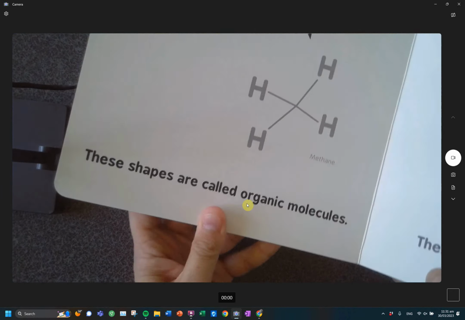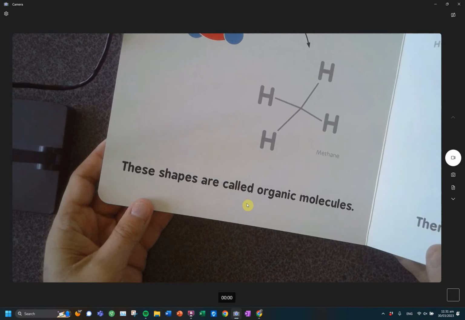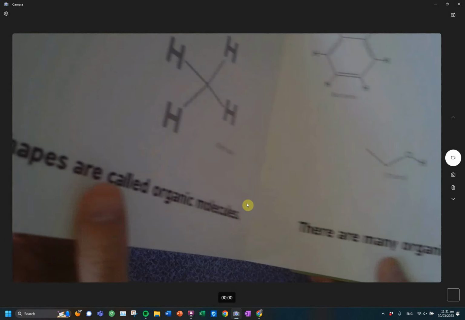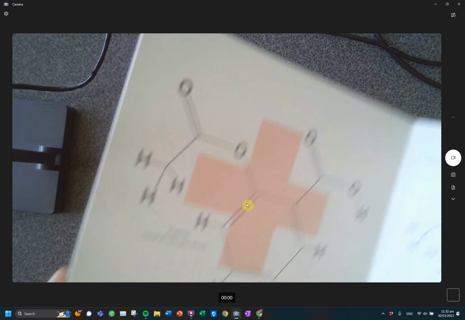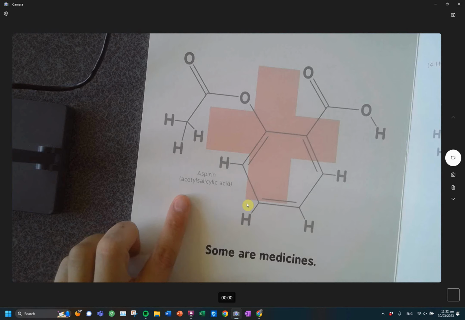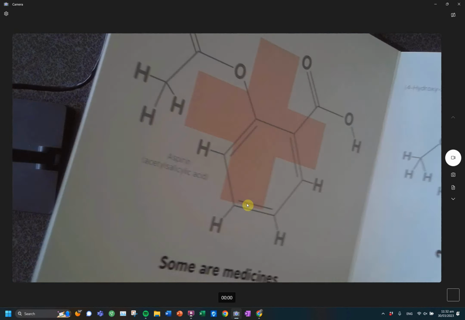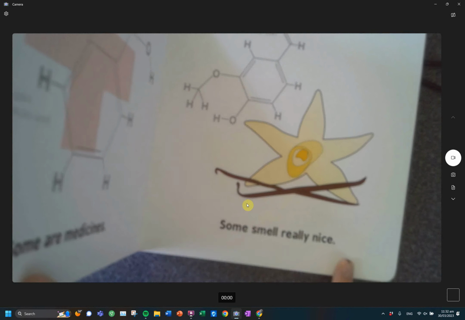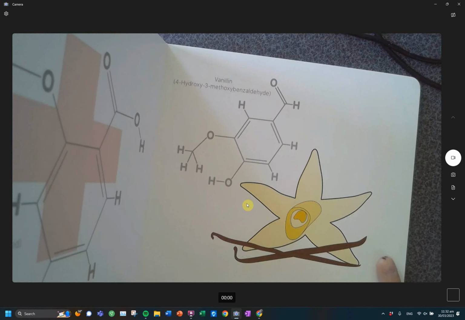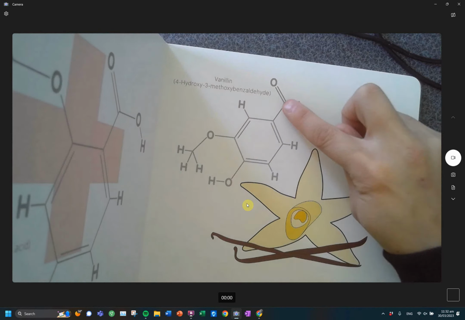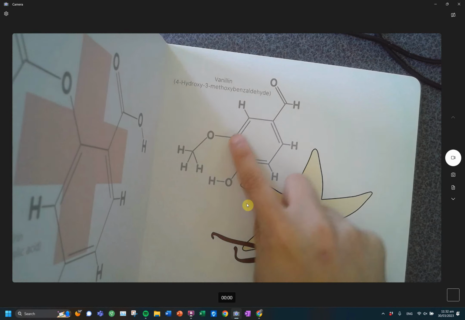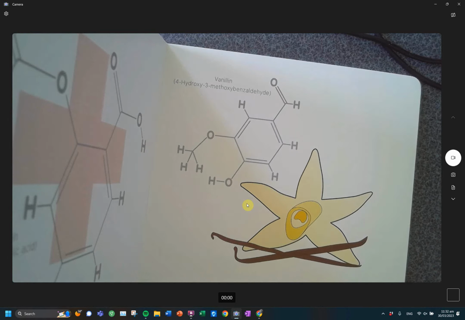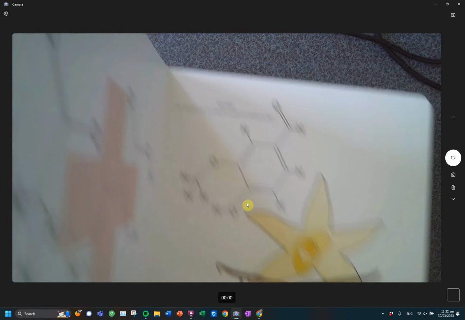All right. These shapes are called organic molecules. And there are many organic molecules. Some are medicines. So this one's aspirin. Take that when you have a headache. Some smell really nice. So we have one that's the vanilla. So all these little corners here that aren't labeled with a letter, that's carbon. And so we're just seeing how that carbon's bonded to other things. Cool. It's a very good building block.